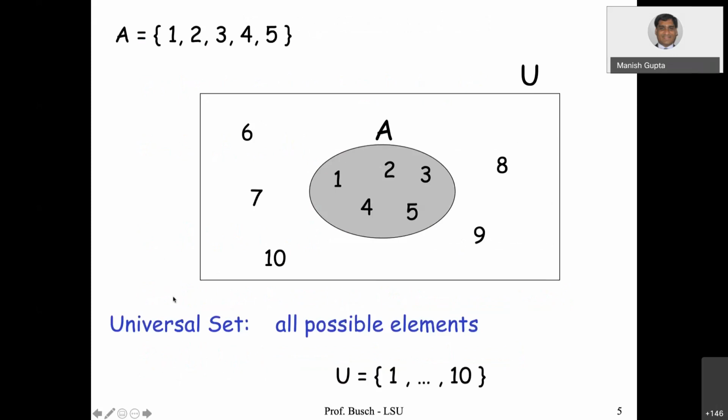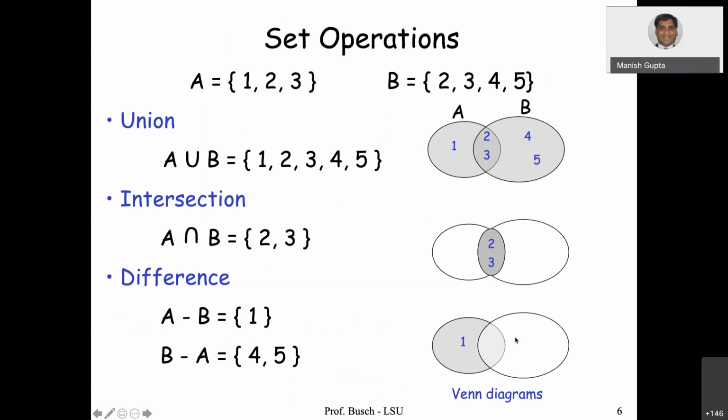We can use a Venn diagram. So if A is {1, 2, 3, 4, 5}, and the universal set is 1 to 10, then we can circle it like this. 1, 2, 3, 4, 5 is A, which is part of the bigger set U. The universal set is all possible elements. In this case, U is equal to 1, 2, 3, up to 10.